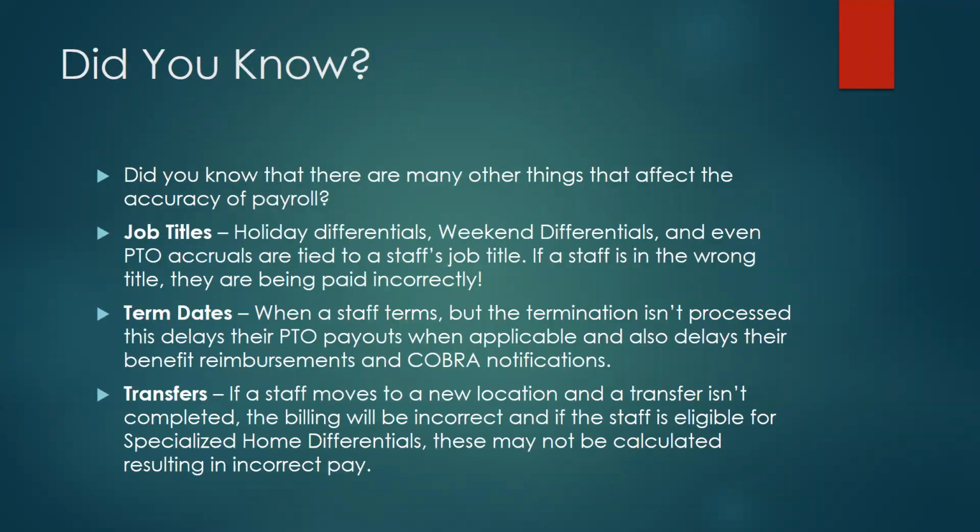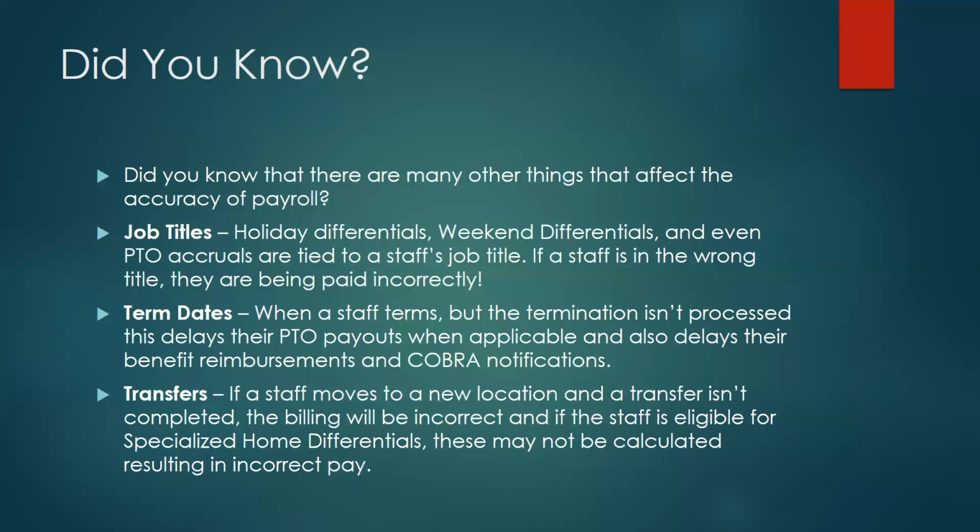Did you know that there are many other things that can affect the accuracy of payroll? Job titles, term dates, transfers. If a staff's job title is incorrect, their holiday differentials, weekend differentials, PTO accruals, all of that is tied to the job title of a staff. So if a staff is working in one job title but has a different job title, they're being paid incorrectly, most likely.